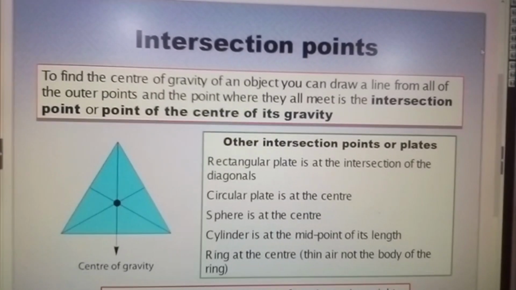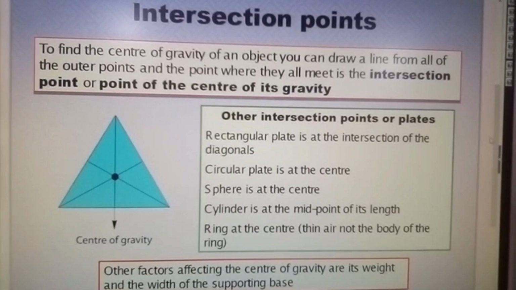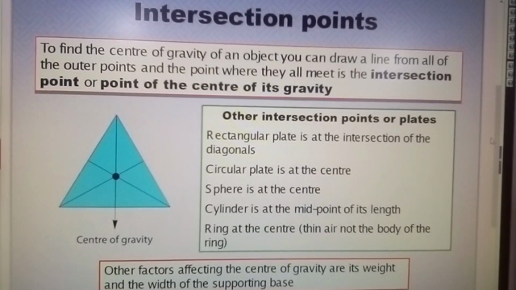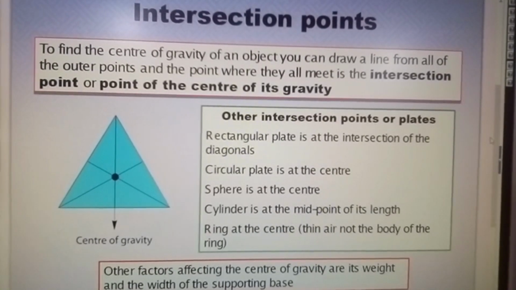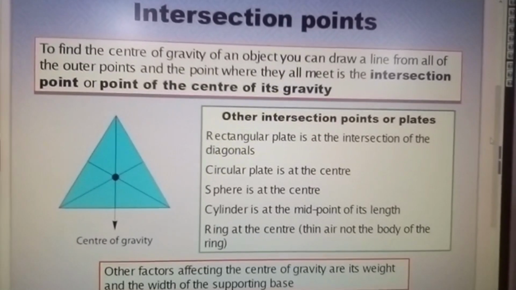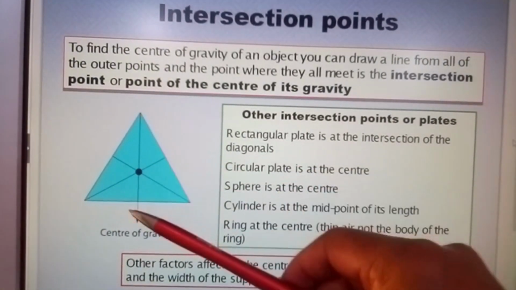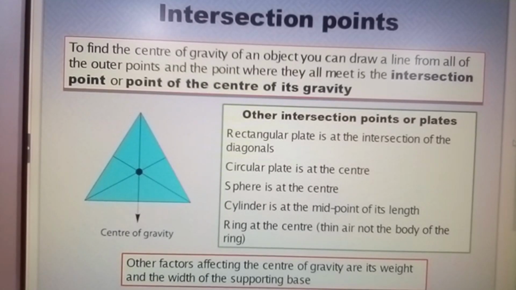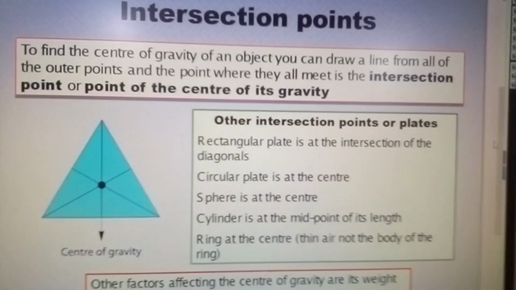Intersection points. Now, to find the center of gravity of an object, you can draw a line from all of the outer points, and the point where they all meet is the intersection point, or point of the center of gravity. Here, all they've done is simply draw a line and pick up your center of gravity. Sections, rectangular, and so forth. Now, you can read that for yourself, you don't need me to read that to you.